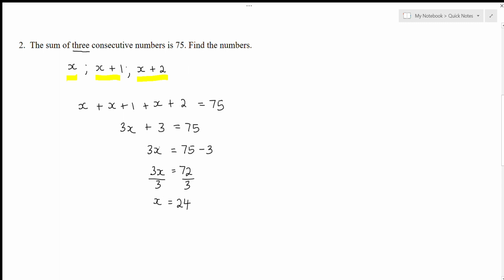Now we're looking for the numbers, and there are 3 of them. So the first number is 24. The second number is 24 plus 1, which would give me 25. And the third number is 24 plus 2, which would give me 26. Now, if you add these 3 numbers together, you should get back to 75, and that is correct. 24 plus 25 plus 26 does give me 75.